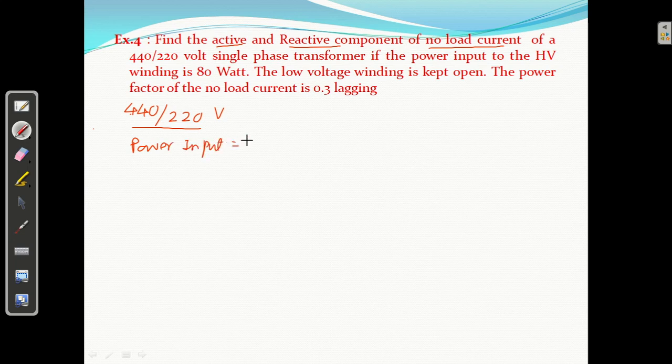How much is given? 80 watt. The no load winding is kept open. Please be careful, that is a very important concept. No load means the low voltage side, that is the secondary side. Which side is low voltage? This is the high voltage side, this is the low voltage side. The low voltage side is open, so the secondary is open.